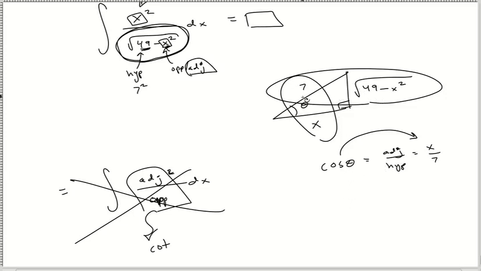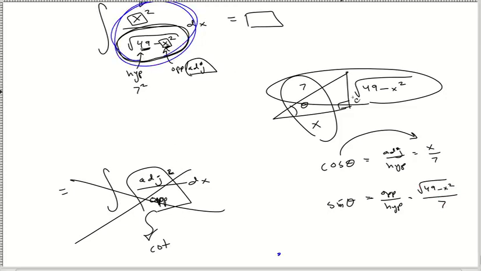Hey, what are opposite and hypotenuse doing together? Opposite and hypotenuse, I think I've seen that before. It's sine. Sine is opposite over hypotenuse. Isn't that correct? And so then my opposite is the square root of 49 minus x squared, and my hypotenuse is 7. So what I want to do is recreate my integral stuff here using these guys here.